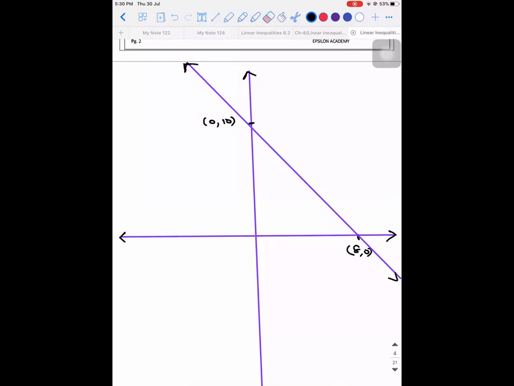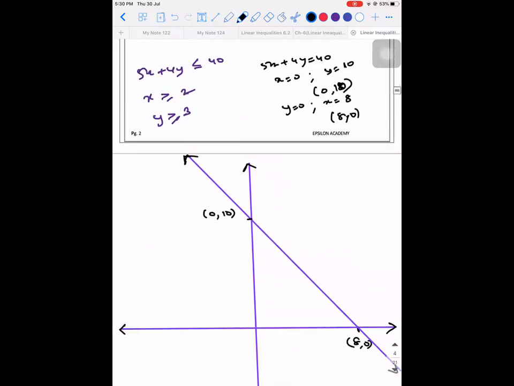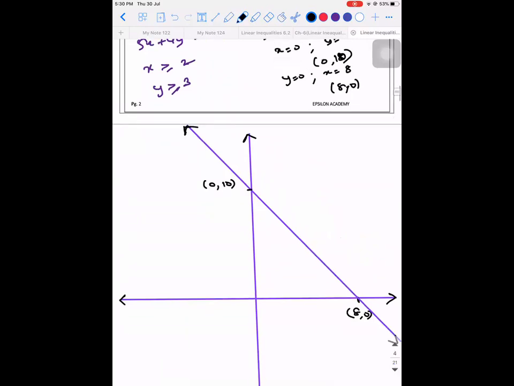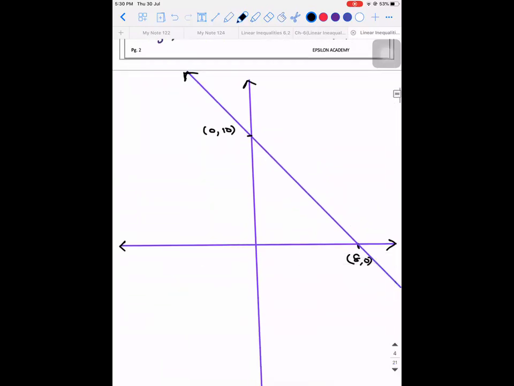Is it clear till this step? Yes, sir. Now which side should I shade? Substitute 0, with the origin. So origin is included in this, which means this is going to be the side.